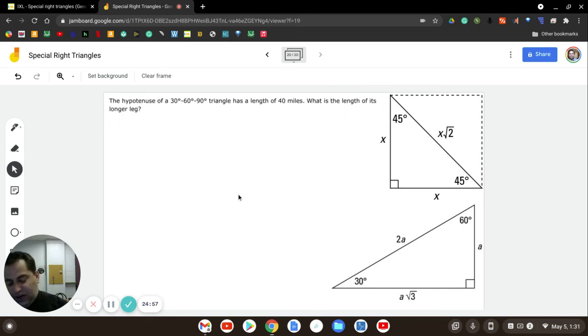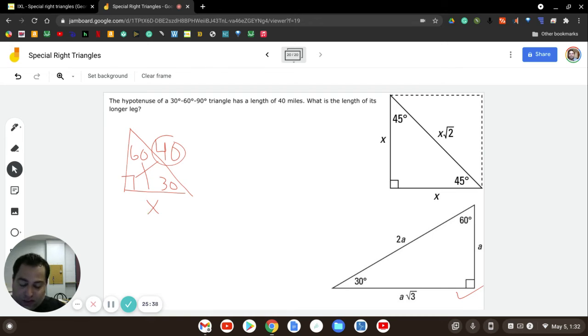So I can tell that we are working with the 30, 60, 90 triangle down here. It says here the hypotenuse of the 30, 60, 90 triangle is 40. That's the side opposite the right angle, so I know I have 40 opposite the right angle. And what is the length of the longer leg? Well, remember the angle side relationship theorem: the longer leg will be opposite the longer side. So I'm trying to find the side opposite 60.